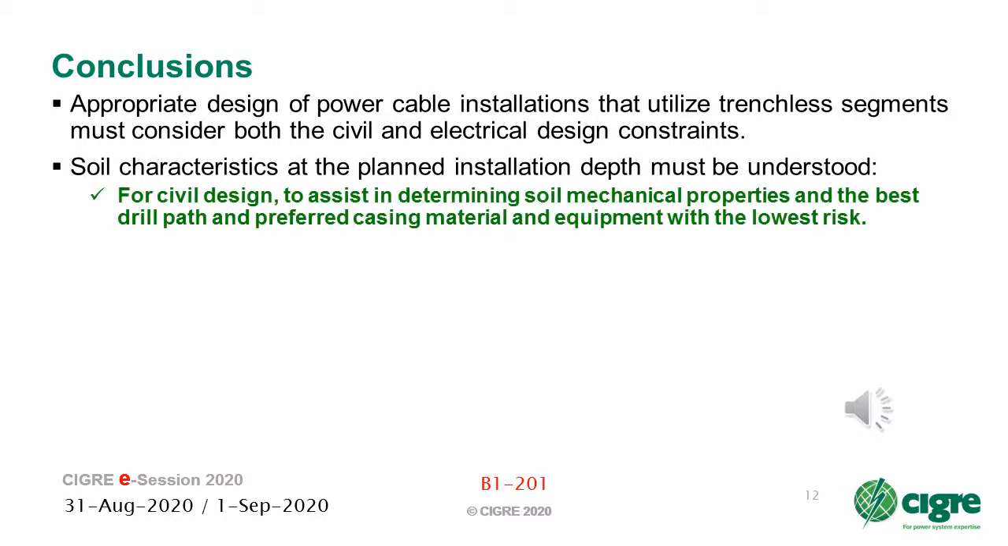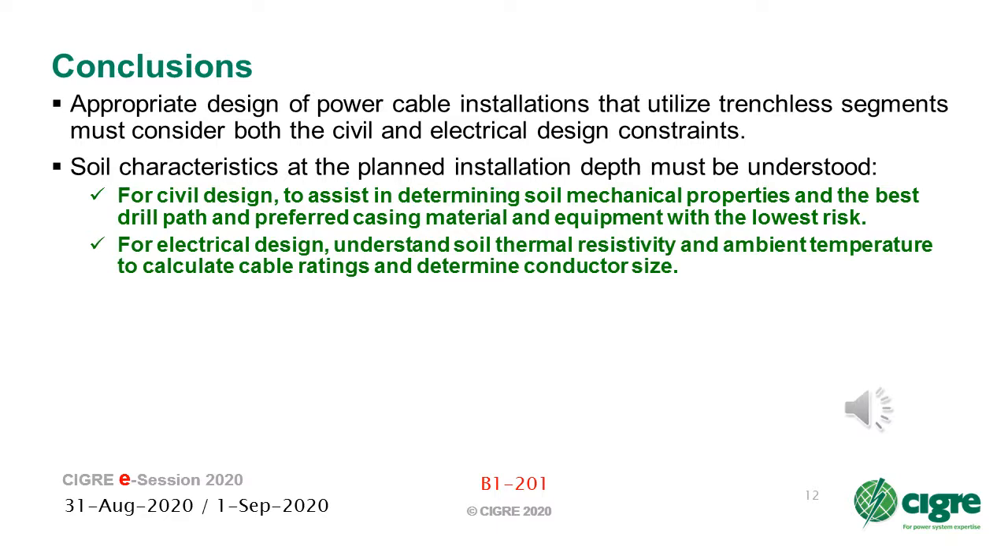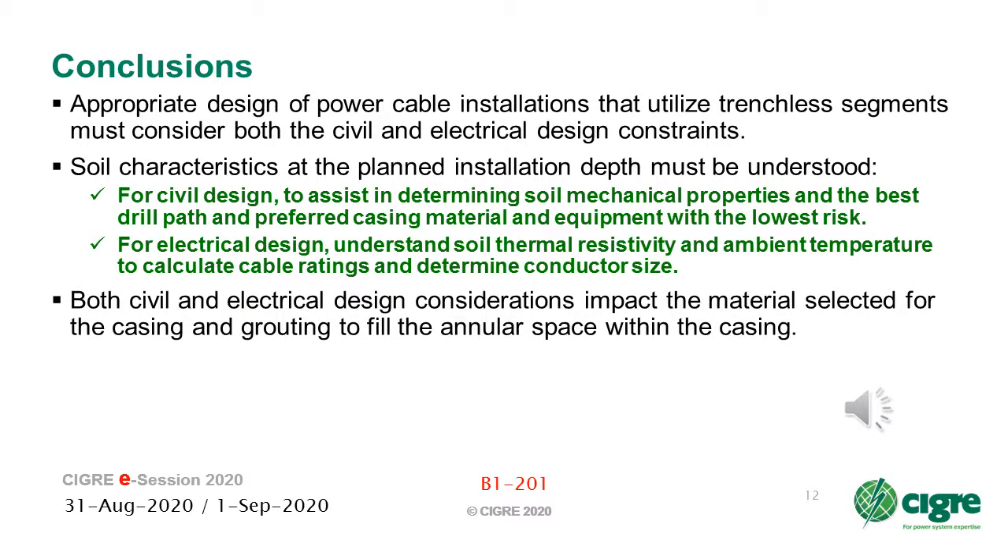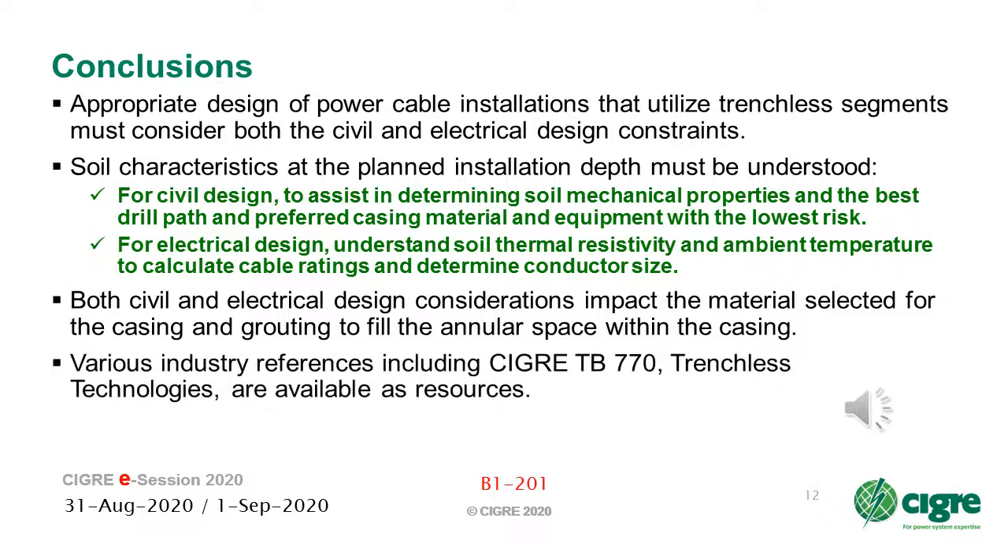Soil characteristics are important for the civil engineer to determine the soil mechanical properties and the geology in order to select the best drill path, and the electrical engineer must understand the soil thermal resistivity and ambient temperature at the expected installation depth in order to calculate cable ratings and select the conductor size. Both civil and electrical engineering design constraints impact the materials selected for the casing and grout to fill the annular space within the casing. Various industry references, including CIGRE Technical Brochure 770, Trenchless Technologies, are available as resources to help with this design process.